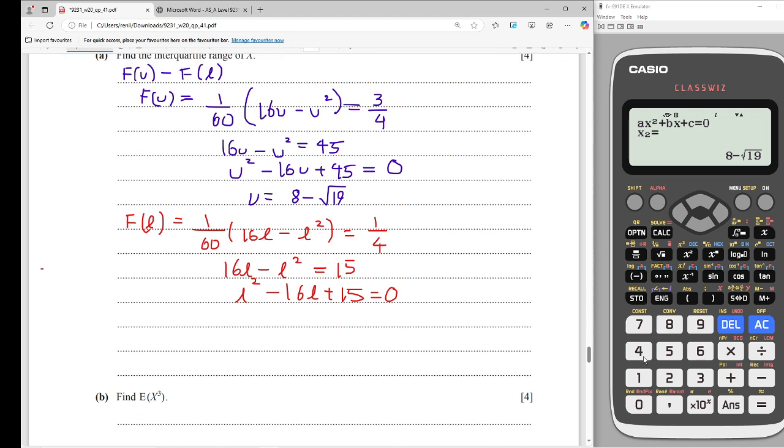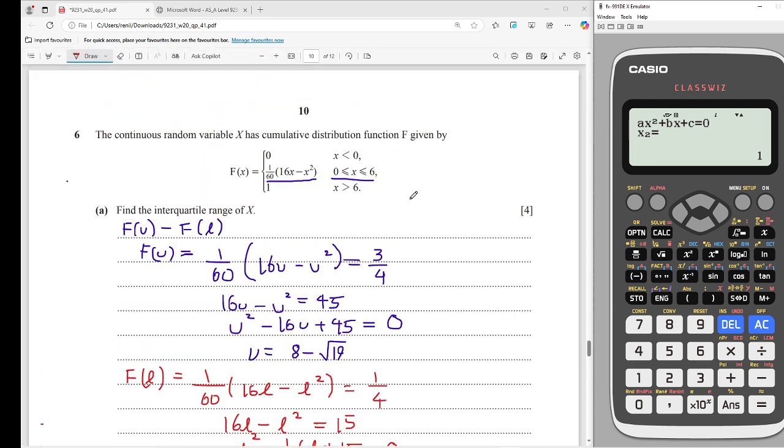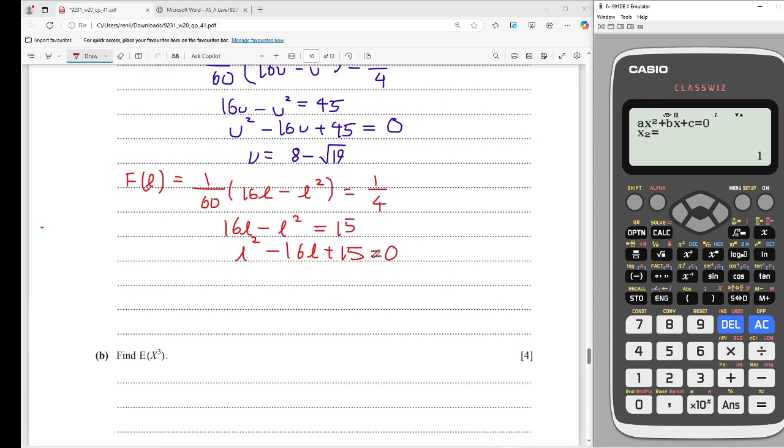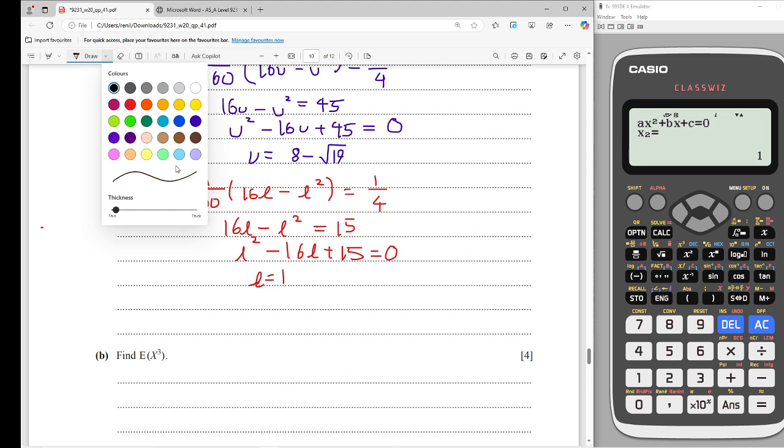We can factorize if you want. Can we factorize for this case? Yeah, we could factorize for this one, but we don't really need to. So let's put this in our calculator. So 1, minus 16, 15. So L could be equal to 15 or L could be equal to 1. Which one do we use? Since 1 is within the range of 0 to 6 and 15 isn't, we take L equals 1.